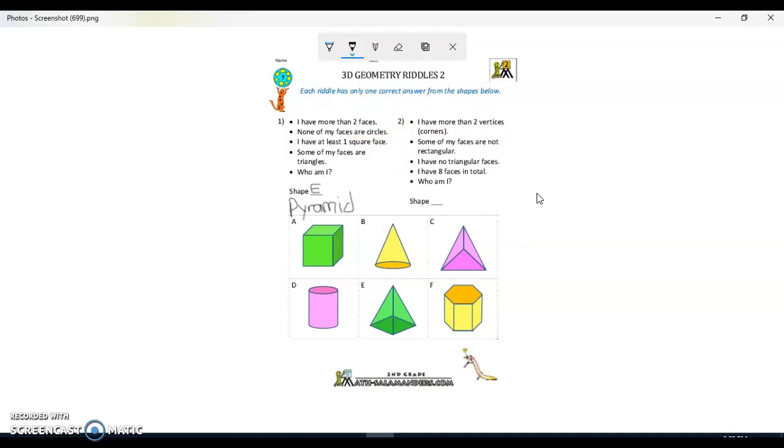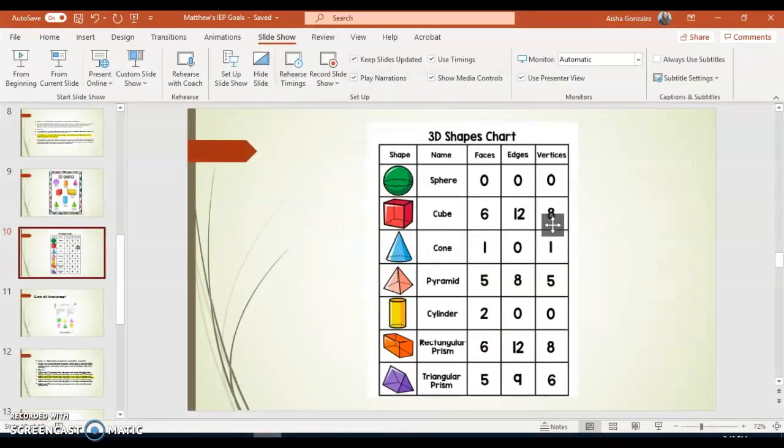The next one says, I have more than 2 vertices, which are corners. So they have more than 2 corners. Some of my faces are not rectangular. I have no triangular faces. I have 8 faces in total. Who am I? This chart can also help you out.